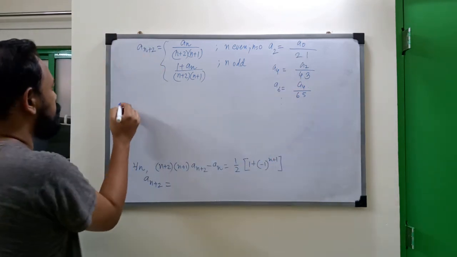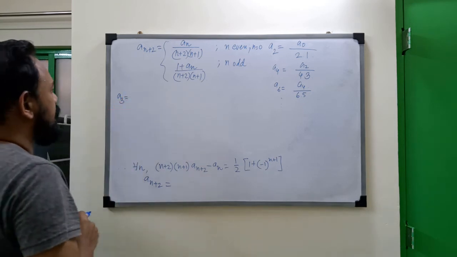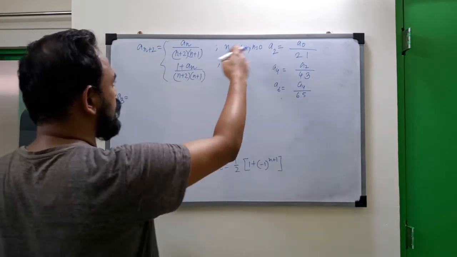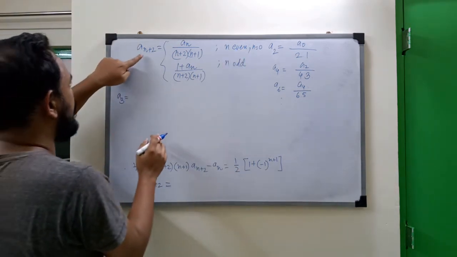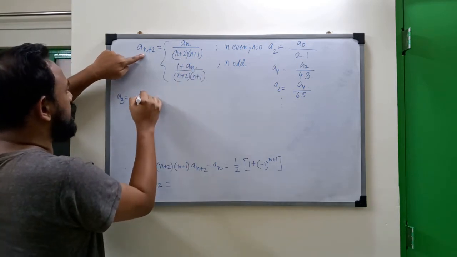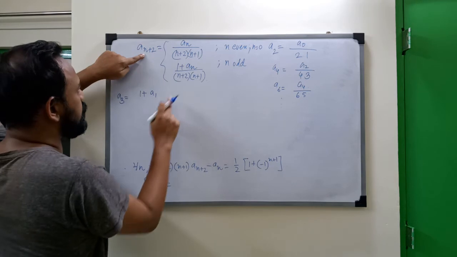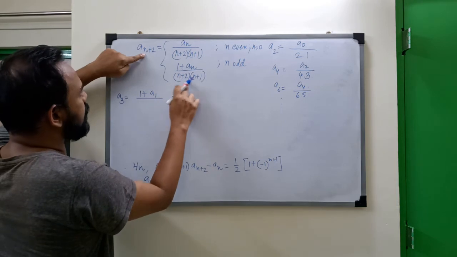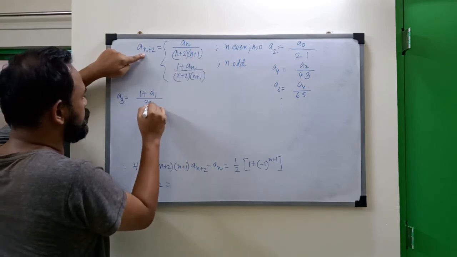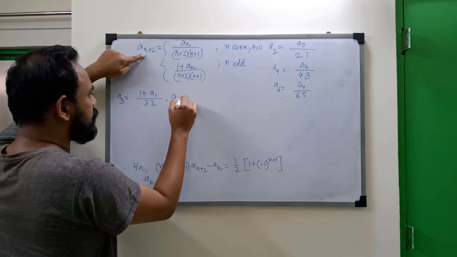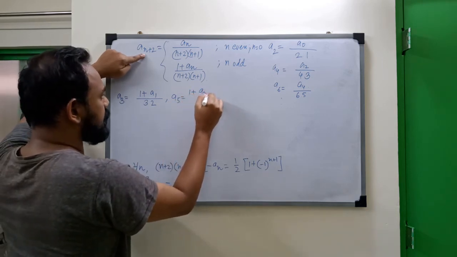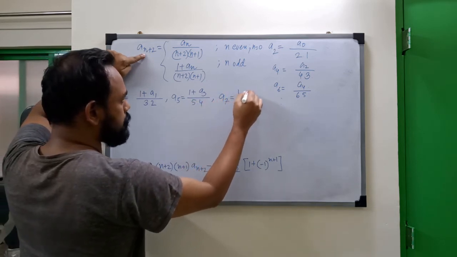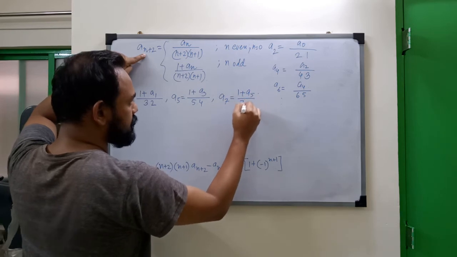Similarly, if I want to find a3, then I can use the second one, because now we are in the odd part of it. This a3 will be related to a1, as you can see. This is n plus 2 and this is a_n, 1 plus a1 by the same factor. So if this is 3, you're going to get 3 times 2. A5 is going to be 1 plus a3 over 5 times 4. A7 is going to be 1 plus a5 over 7 times 6.